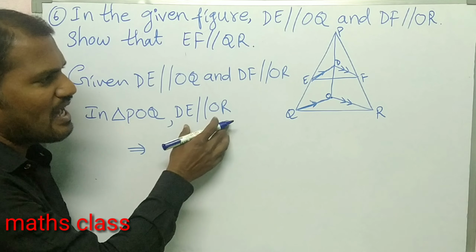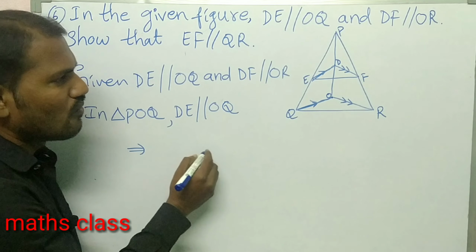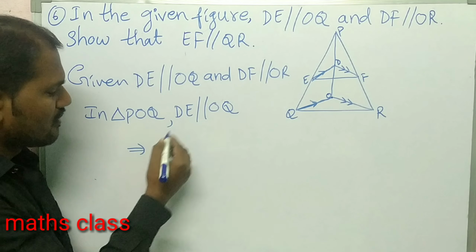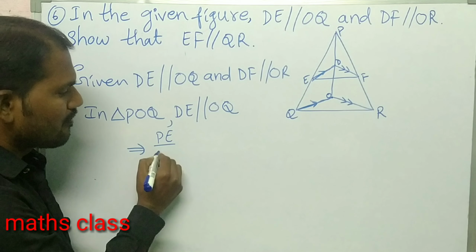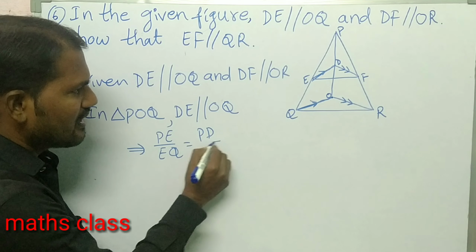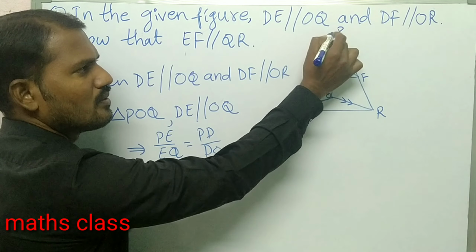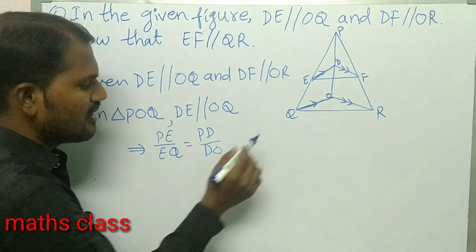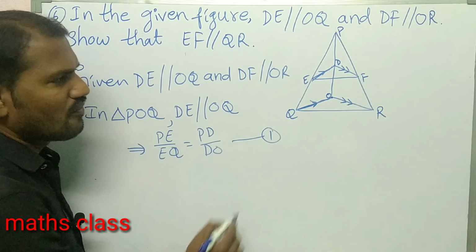DE line is parallel to OQ. Sorry, DE is parallel to OQ means by BPT theorem we can write PE by EQ equals PD by DO. PE by EQ equals PD by DO. This is equation number 1.